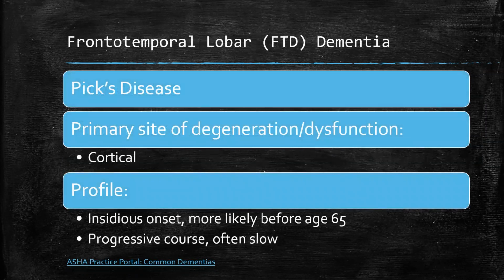So we have two different kinds of frontotemporal lobar dementias. You'll see this commonly abbreviated in research as FTD. The first one that we will talk about is Pick's disease. So Pick's disease is, again, an insidious onset. This usually occurs before age 65. And again, it's a progressive course, and it's often fairly slow.